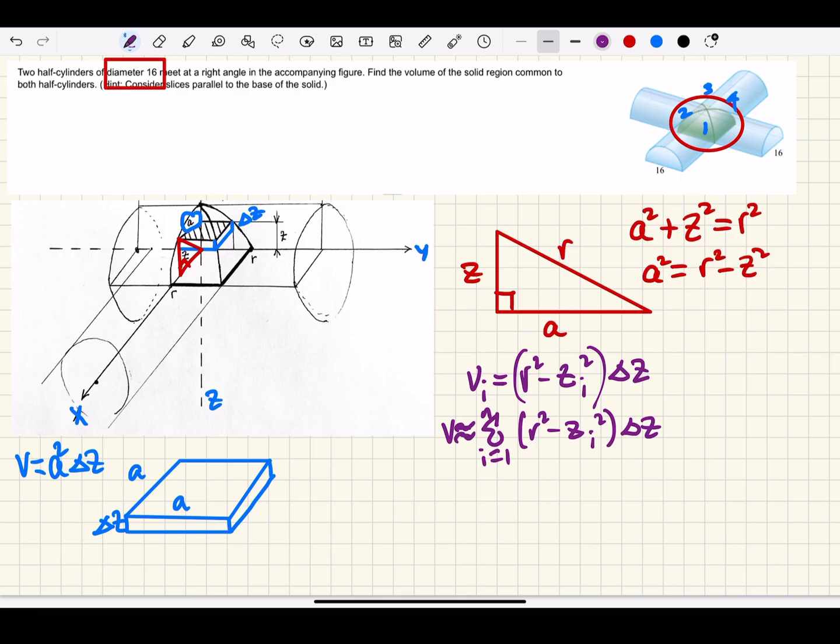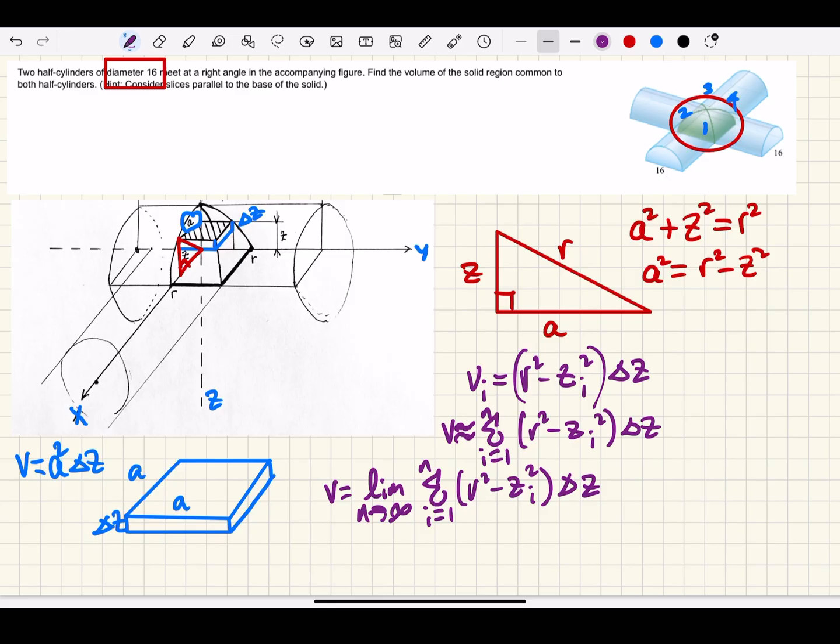That would be an approximation. The actual volume we then could express as a limit as n goes to infinity of the sum, i equals 1 to n, r squared minus z sub i squared delta z. But this would be an integral. And we would need to determine what the limits of integration would be.